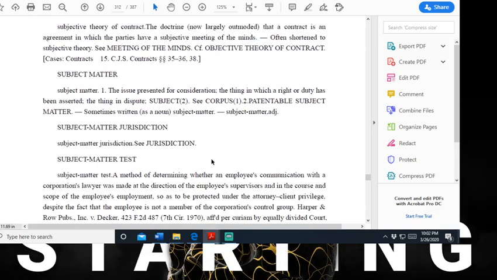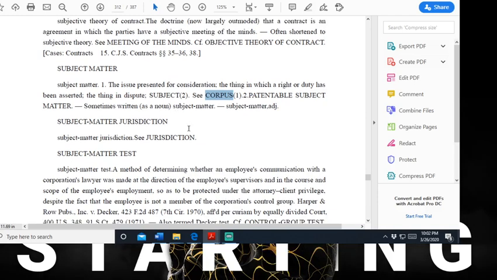It says subject matter, the issue presented for consideration, the thing in which a right or a duty has been asserted. The thing in dispute, subject, res, corpus, property. We'll talk about property. And then we're going to say patentable subject matter, sometimes written as one word, subject matter. So I want you to understand, when you're talking about your franchise and international law, when you're speaking on instruments and how those instruments, or how that intellectual property, is being used for the benefit of a foreign power and how all this stuff is working, you got to know how to make this stuff uniform so you can get your remedy.